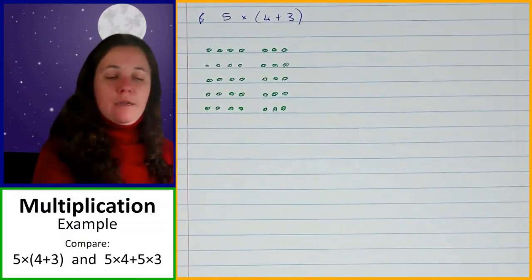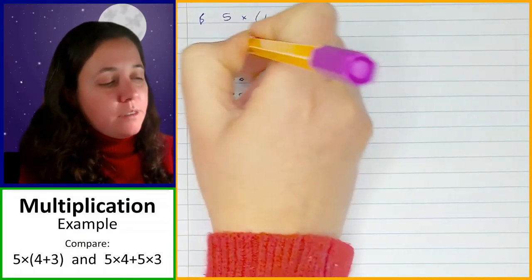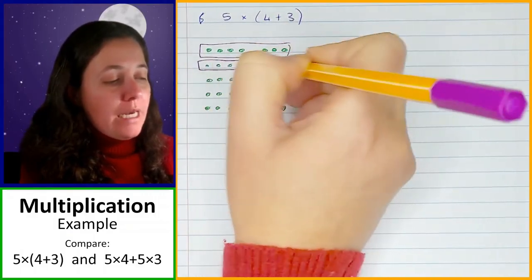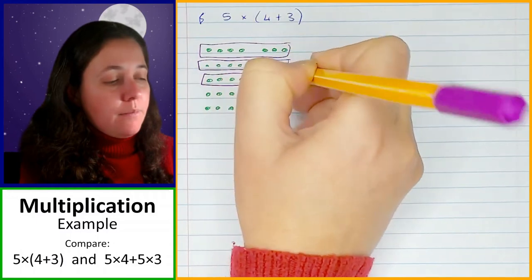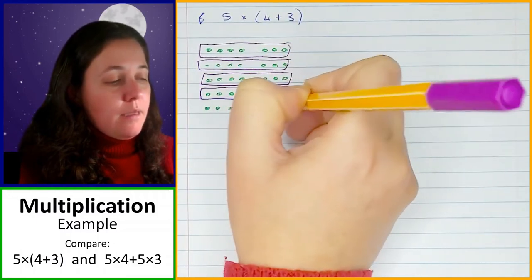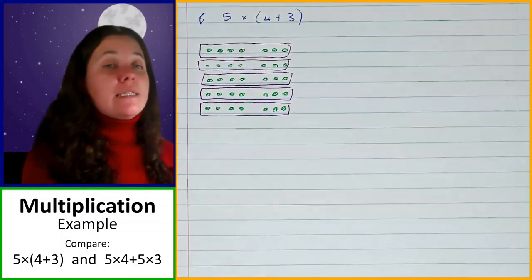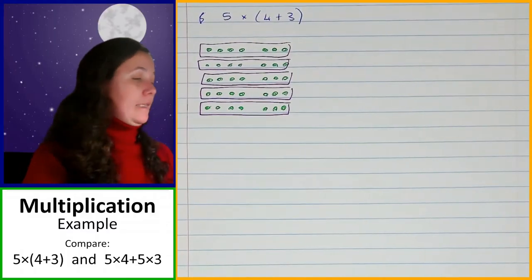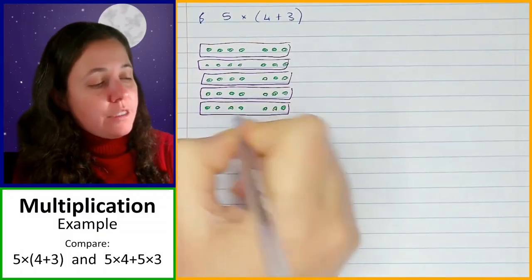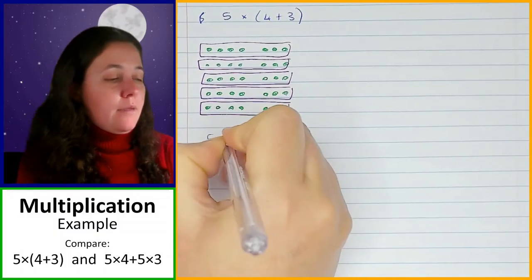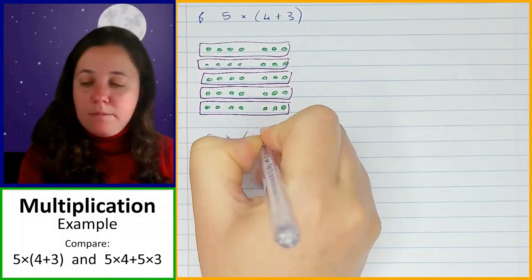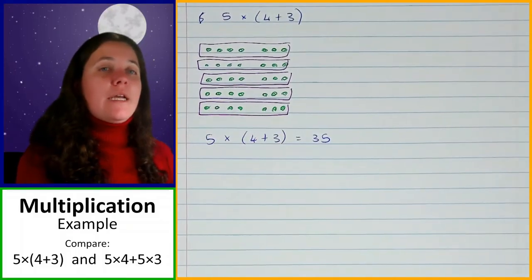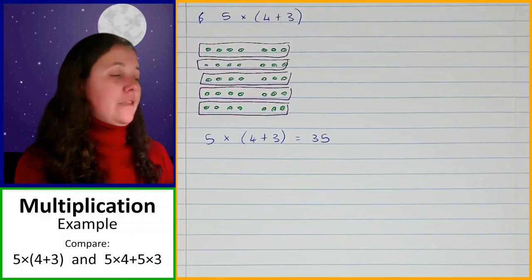Okay, so here I've got 5 groups, and in each group I've got 4 and I've got 3. And that 4 and the 3 together make 7. So when I have 5 groups of 7, I end up with 35. Okay, so that's what I get when I have the 4 and the 3 grouped together.